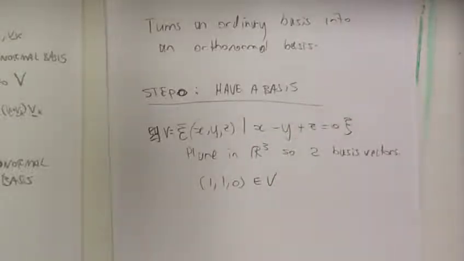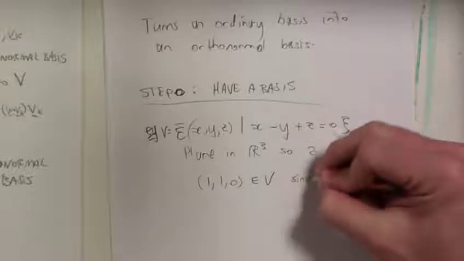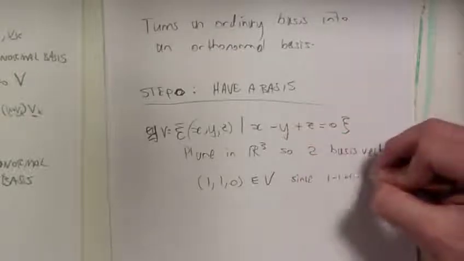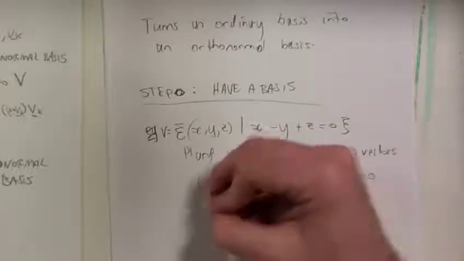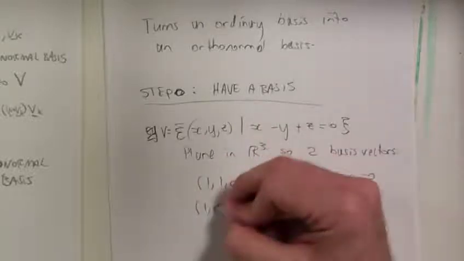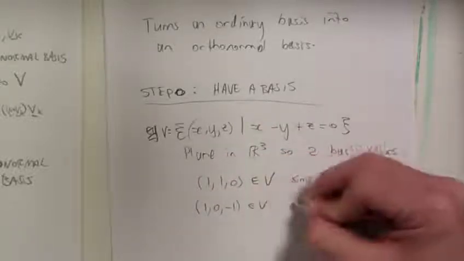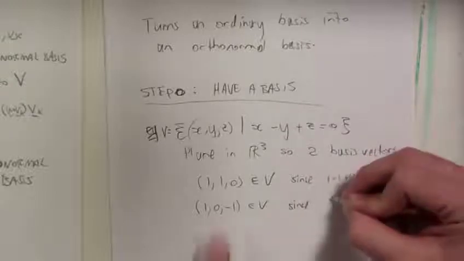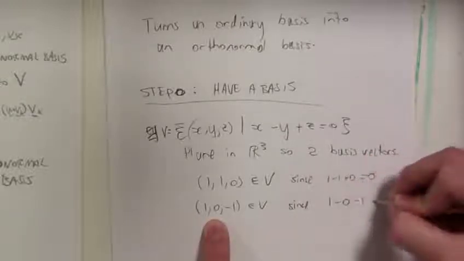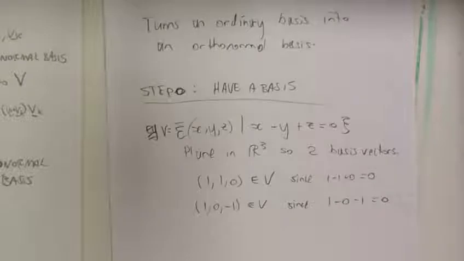because 1 minus 1 plus 0 is 0. And (1, 0, -1) is in V, since 1 minus 0 minus 1 is 0. And so therefore they are a basis because they're independent and there's two of them. Because it's a plane and it only needs two.